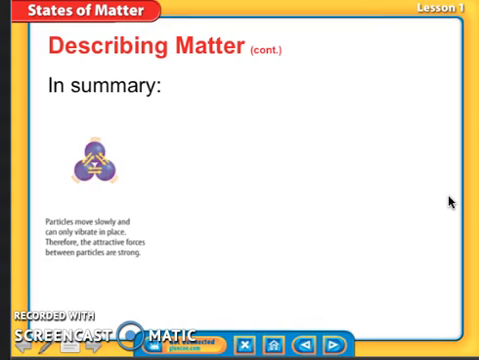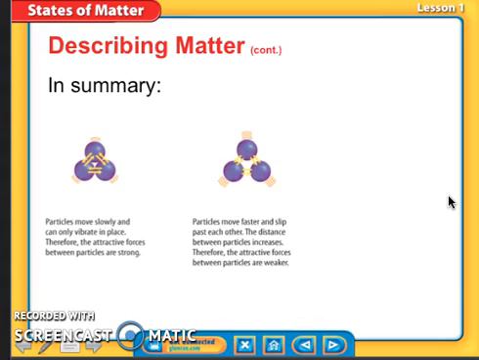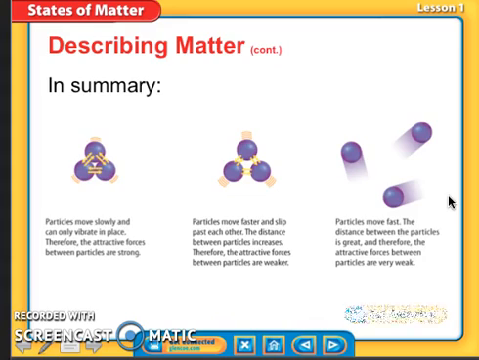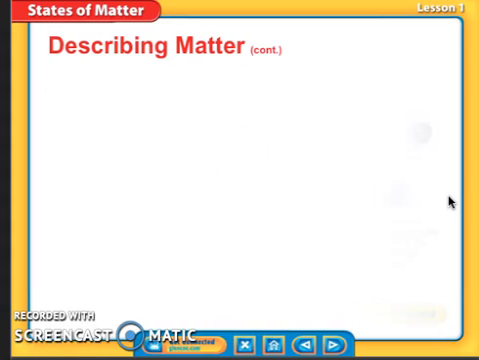Now, basically in summary, let's break this down. Particles move more slowly and can only vibrate in place, so their attractive force is strong. While others slip and slide past one another, their attractive force is a little weaker because they spread out. Now, the third one, the particles are moving very, very fast, and that is because the attractive force is very weak. So you could figure out that the closer they are, the stronger the force. The farther they are, the more distance, the weaker the force between the objects.